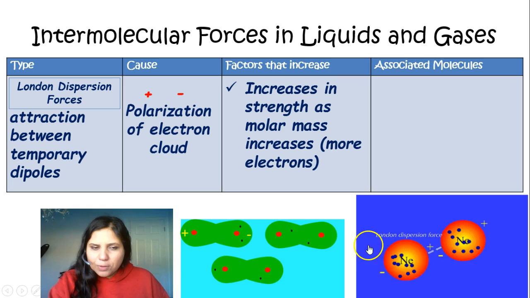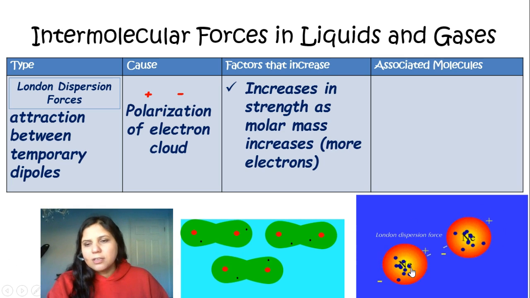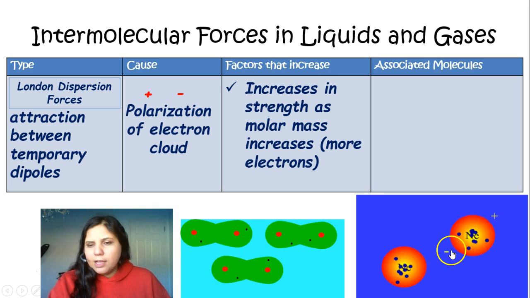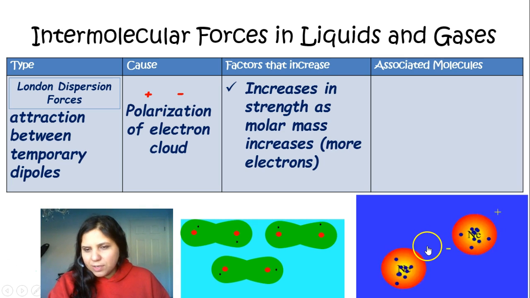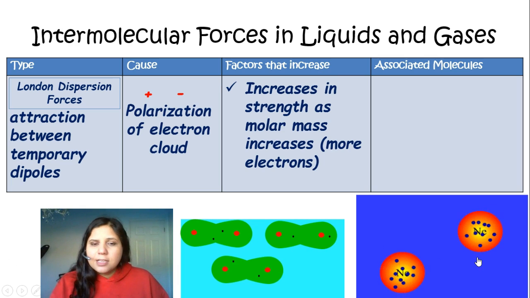Well, if that happens in both of these, and this just naturally happens, the electrons naturally get shifted. If that happens to both of them, then you end up with one that's positive, one that's negative, so they're going to attract like magnets.